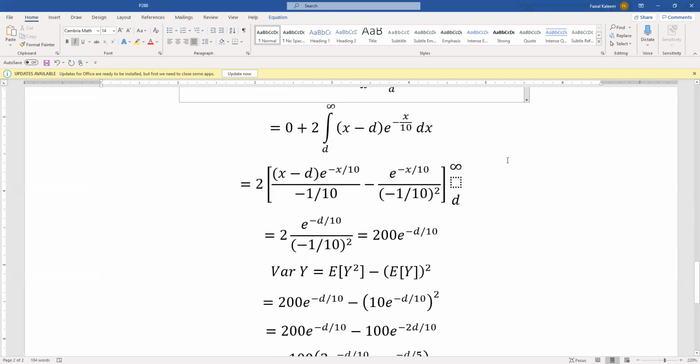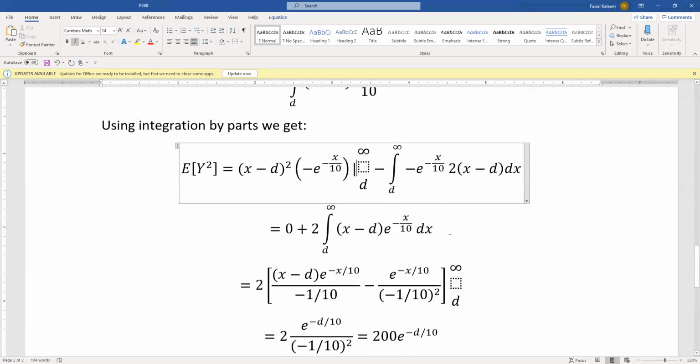So once again, when you put in the upper limit infinity, this is e to the negative infinity, they're both zero. And when you put in the lower limit d here, it's d minus d, which is zero. And so only this term will contribute. It becomes plus because the lower limit is negative. So negative, negative is plus. e to the negative d by 10, substituting d for x, divided by negative 1 by 10 whole squared, and this 2 was already out. So this 2 and this denominator simplify to 200. And we have e to the negative d by 10.